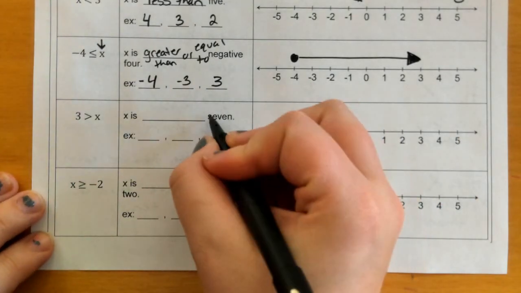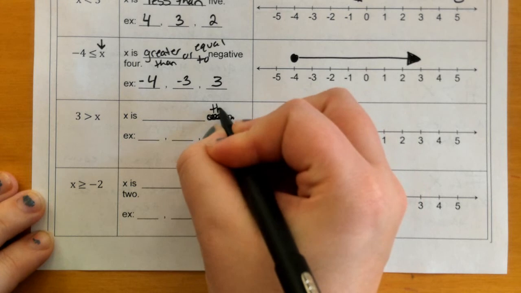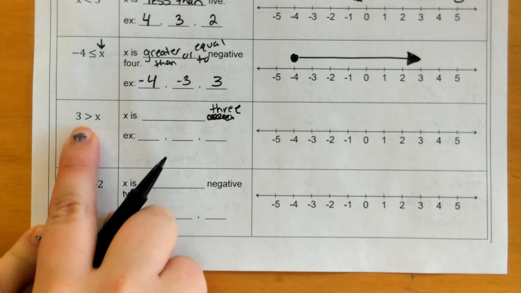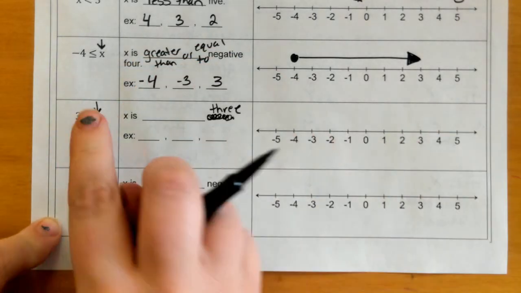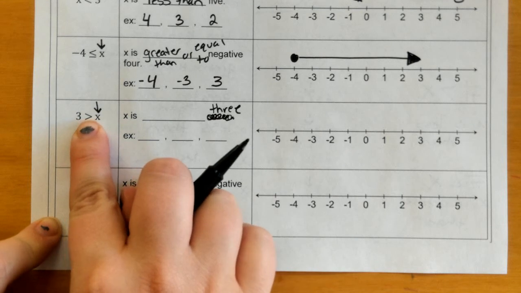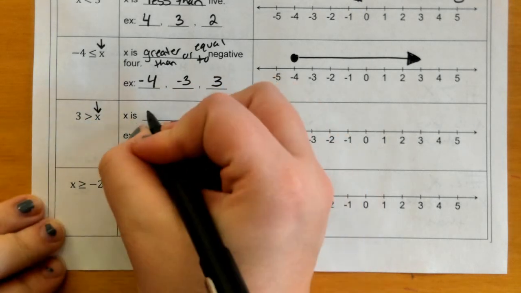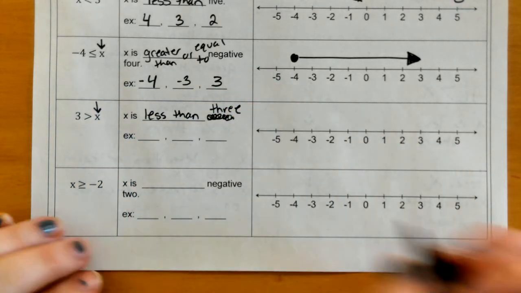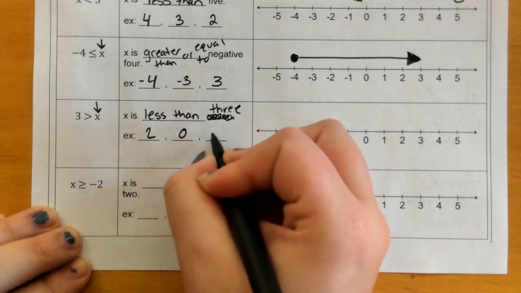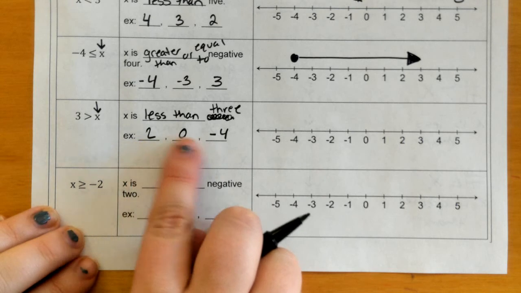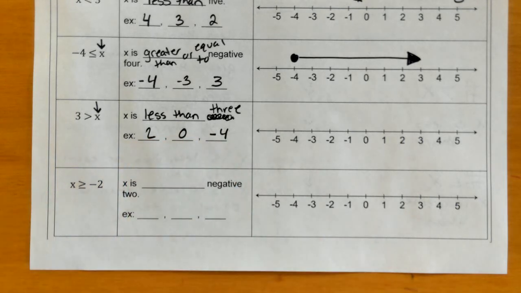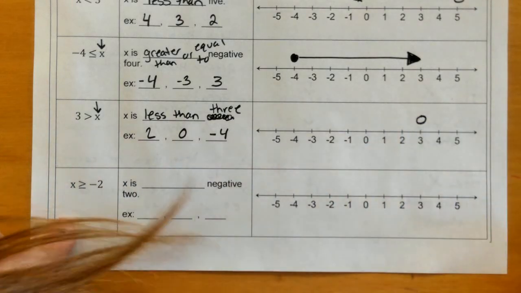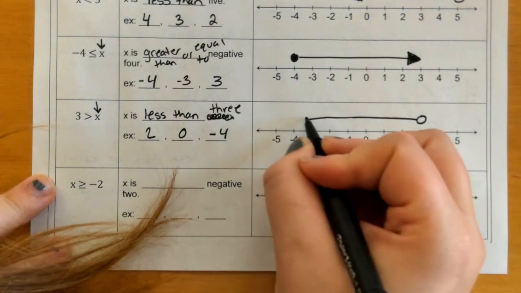I just noticed a typo here. This should say 3. That's my bad. But when you went to go read this inequality, I hope that you started with x. X is getting the pointy side. The mouth is away from x. That means x is the smaller number. So this means x is less than 3. And some examples are 2, 0, -4. You could have a lot of different numbers in here. It all just depends on what you chose. Your graph should have an open circle at 3 and should be going to the left.